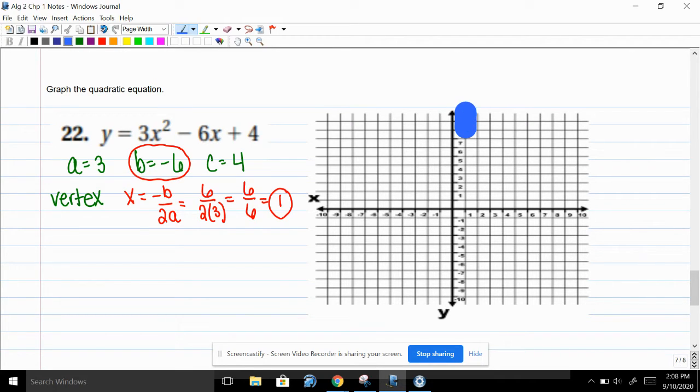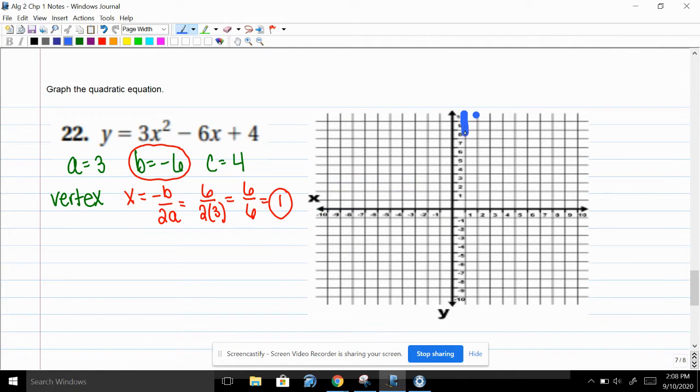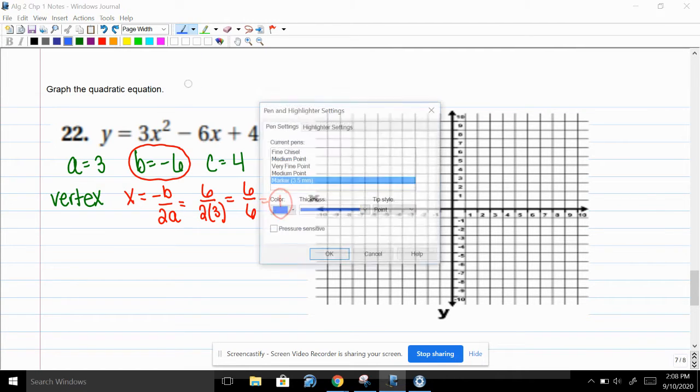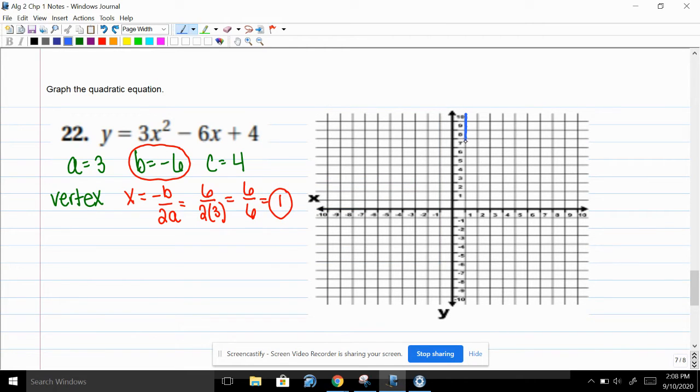Oop, that is way too thick. So your axis of symmetry is going to be at x equals 1, which is right... that's still too thick. Got to get myself a thinner marker here, guys. Sorry. All right, we'll go to the 1 millimeter. So x is equal to 1 right there. That's much better. Okay, so there's your axis of symmetry.